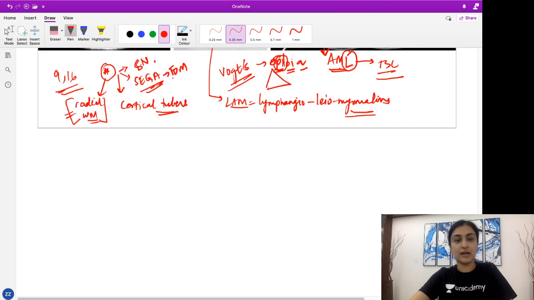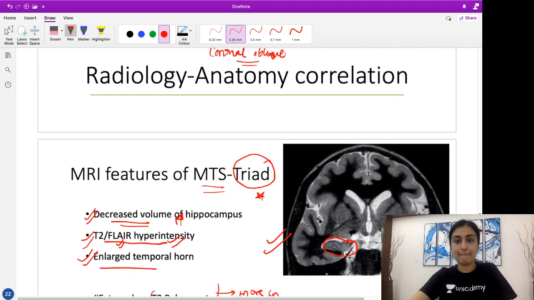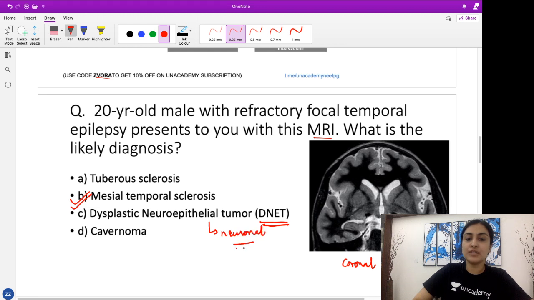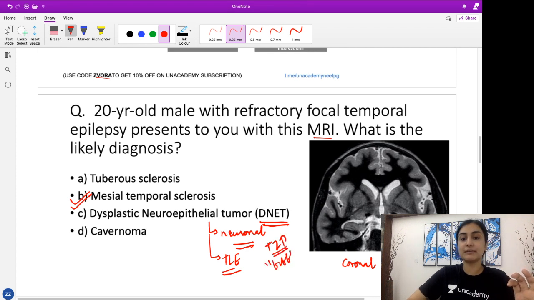Briefly talking about the other two options. We have DNET. So remember, dysembryoplastic neuroepithelial tumor is a neuronal tumor. It's a tumor of neuronal origin, which again tends to cause temporal lobe epilepsy. It is one of the causes of temporal lobe epilepsy, but it will appear like a T2 hyperintense lesion. Alright, it will look like a T2 hyperintense bubbly lesion is the typical description that is used for it. Alright, so this is what it will look like. Here we cannot see any sort of tumor. In fact, we are seeing hippocampal atrophy. So that is how you distinguish this.